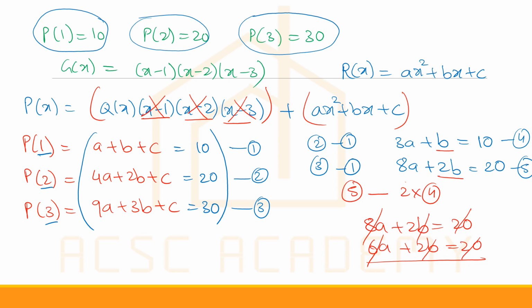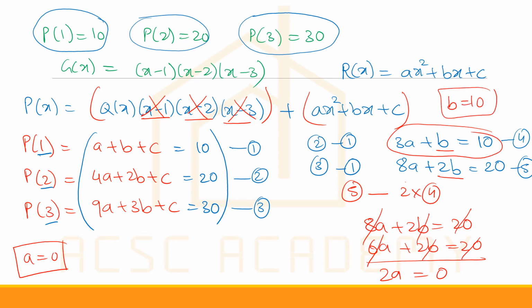Which of them will be taken as 0 now? b has been eliminated. Here we actually got 2a. That's what 8a minus 6a, that is 2a, equal to 0. So from here we get a equal to 0. And when we substitute this value of a in, let us say, equation 4, then we will get b equal to 10 simply, because a is 0. So we got b as 10.